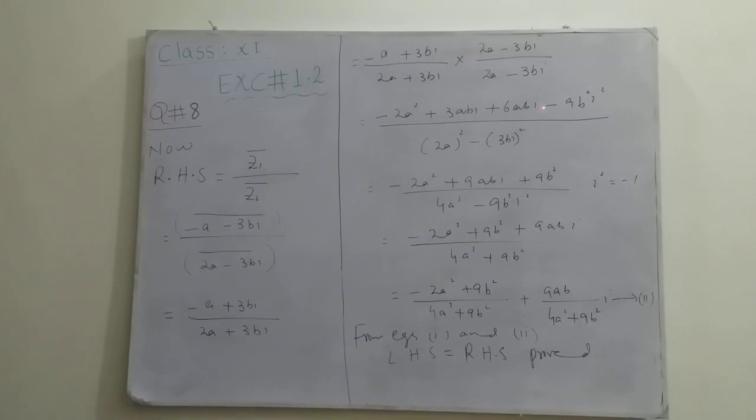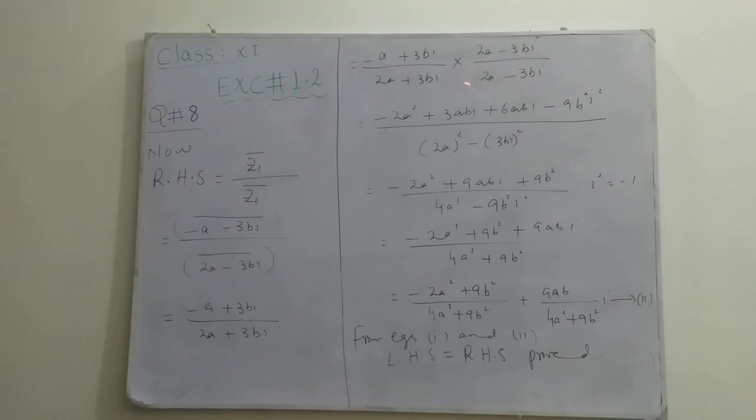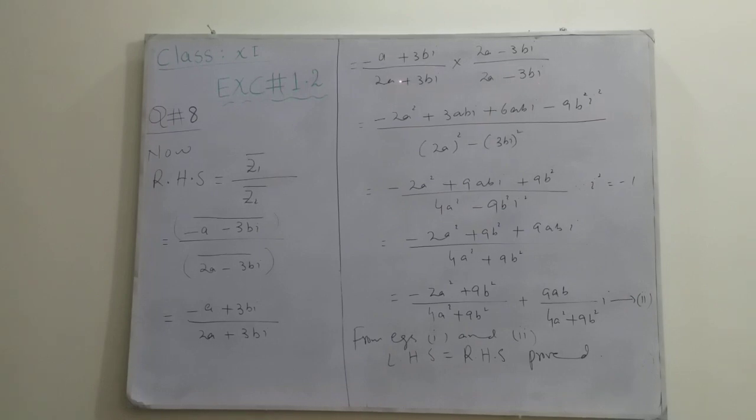So we will multiply and divide by 2a - 3bi. First multiply -a with 2a - 3bi. We have -2a² + 3abi. Then multiplying 3bi with 2a - 3bi, we have 6abi - 9b²i². For the denominator, we have the (a + b)(a - b) formula, which is equal to (2a)² - (3bi)². Here -2a², 3abi + 6abi becomes 9abi, and here i² equals -1, minus minus plus. So we have 9b².